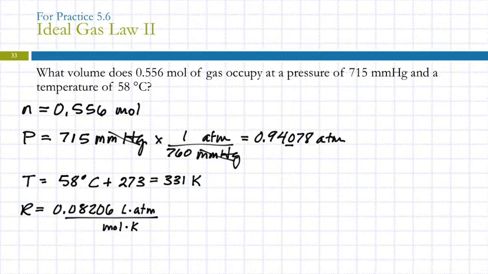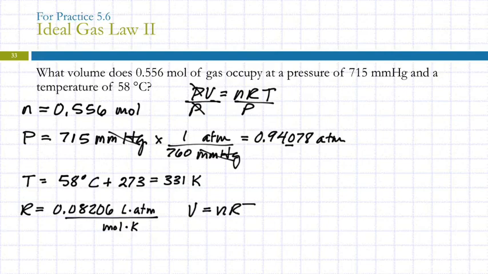So I'm asked to find volume. So I've got PV equals nRT. I want to rearrange this for volume. So I'm going to divide by pressure on both sides. Volume is nRT over P. So volume is nRT divided by P. And I've got all my things labeled there.